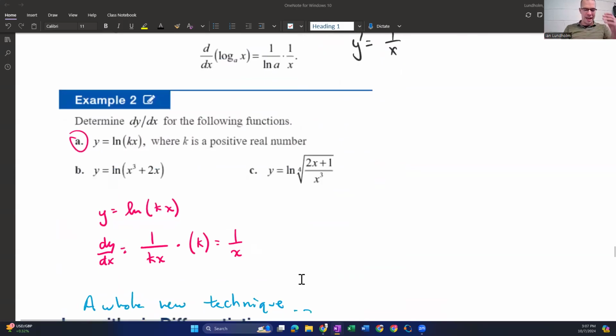The reason is that we totally could have used properties of logs to write this as ln of k plus ln of x, separating that multiplication inside the argument into addition. And if we look at it this way, really ln of kx is just a vertically shifted version of ln of x. So it makes sense that the slopes should be the same. I don't know. It's kind of cool.